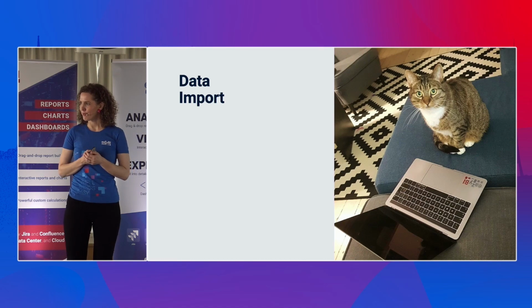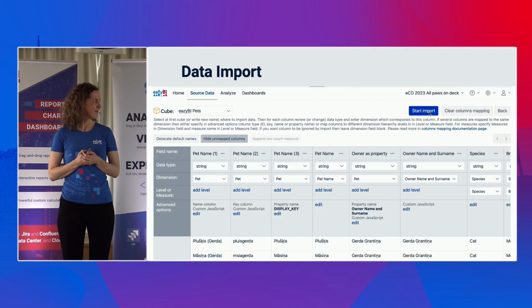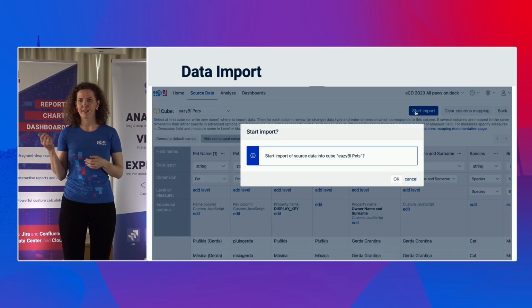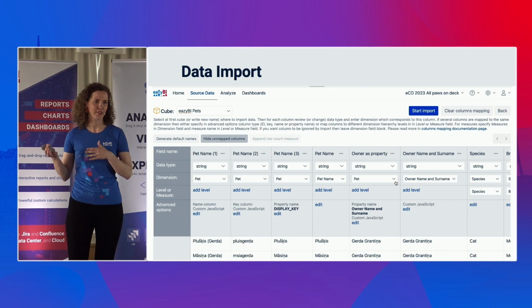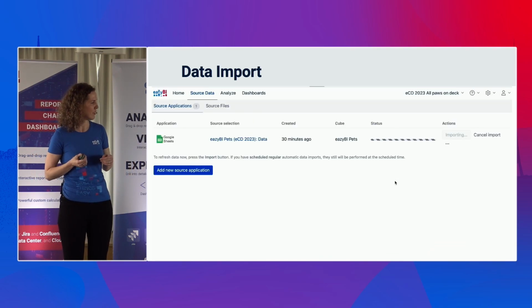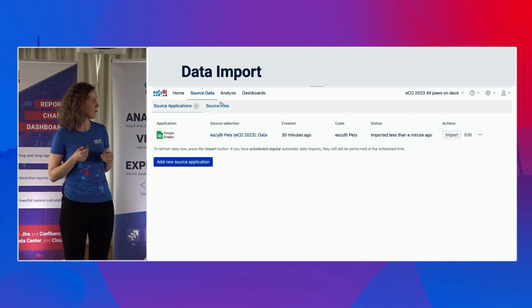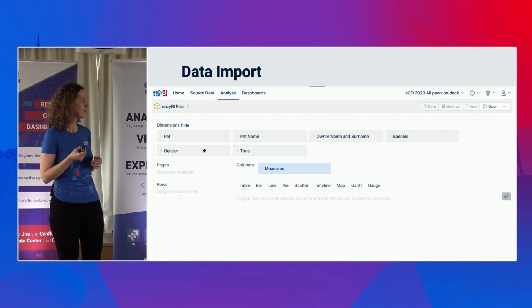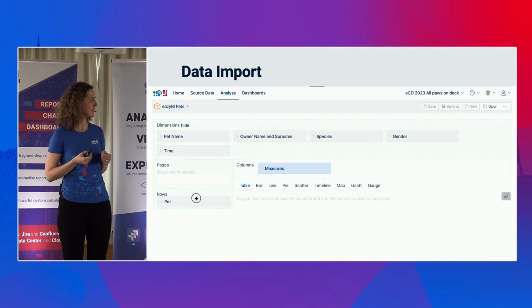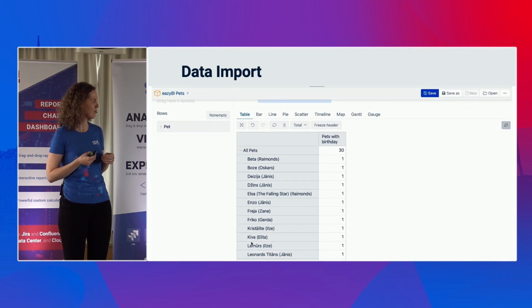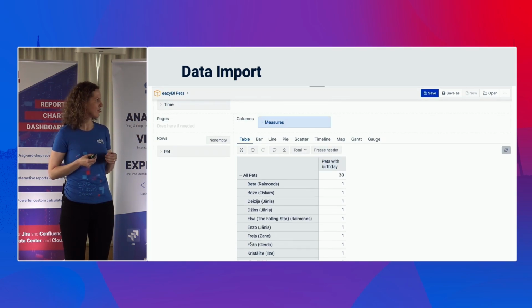And the moment of truth, the data import. I just press the Start Import button. It asks if I want to import data in eazyBI Pets Cube, how I named it in the beginning. The import is happening, and we can go to the Analyze tab and see the cube. We press New Report, and we see all the dimensions that I've defined. I will check if I have all the pets, so 30, it seems correct. I will remove the pet count because it duplicates the same values.